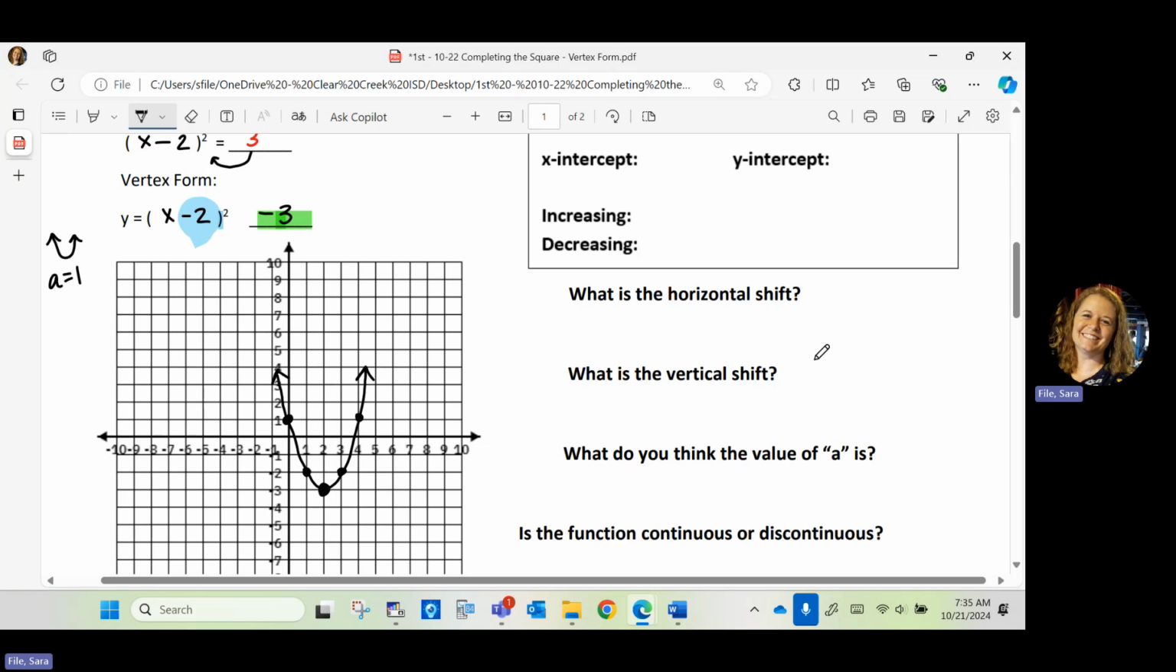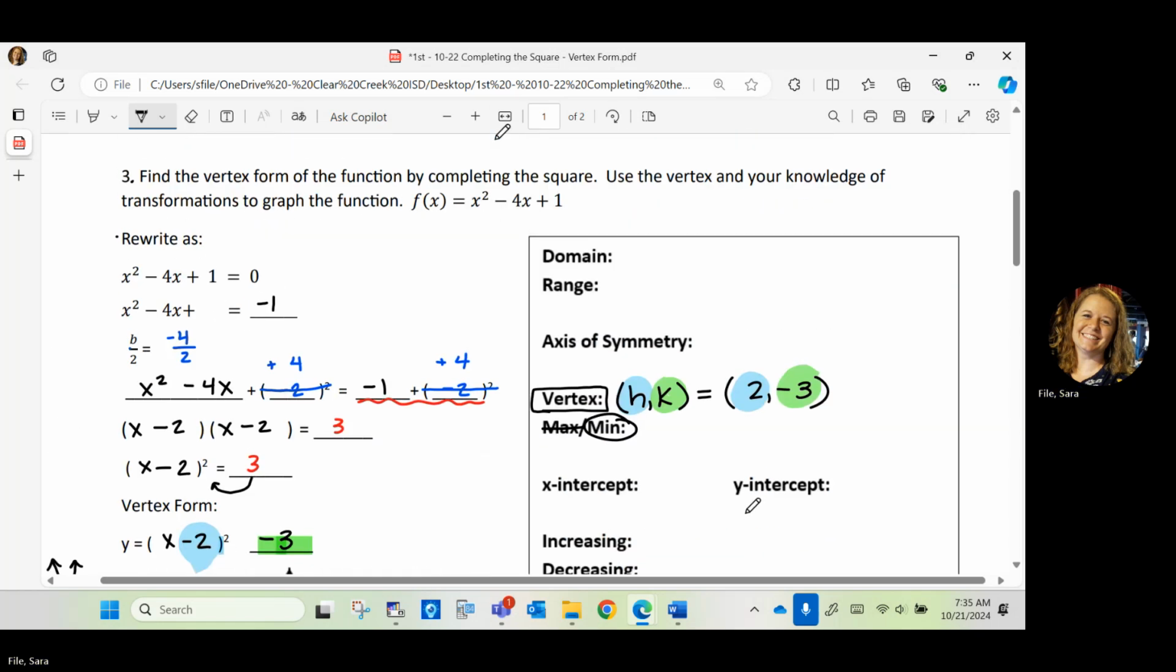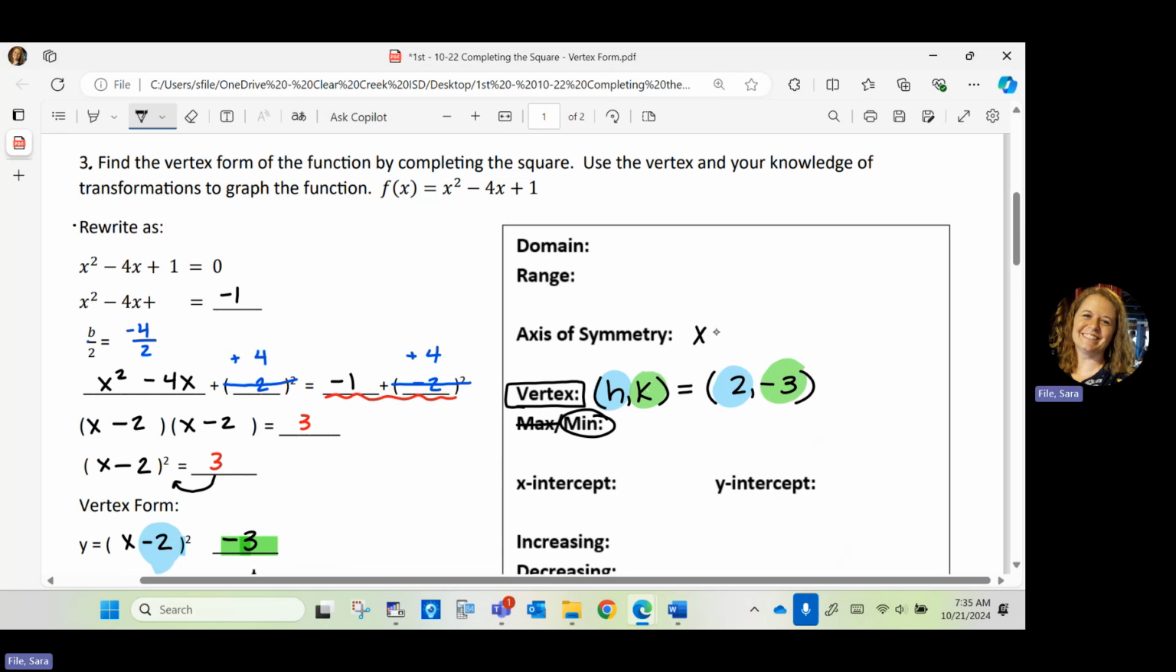So where is the axis of symmetry? Remember, it goes right down through the vertex, cutting that parabola in half. So that is, remember, it is always x equals h. So in this case, it's x equals 2.